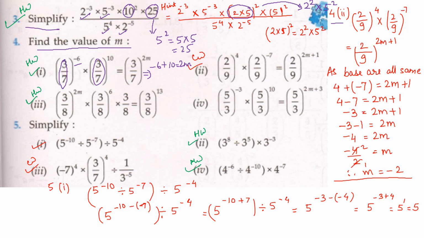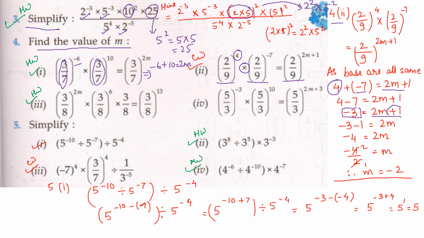Second part says 2 by 9 to the power 4 into 2 by 9 to the power minus 7 is equal to 2 by 9 to the power 2m plus 1. So as bases are all same, we will take 4. This is your 4 plus, because they are multiplied now. So when multiplication happens, powers are added. So plus of minus 7 is equal to 2m plus 1. So plus of minus will be a minus. 4 minus 7 will be minus 3 equals to 2m plus 1.